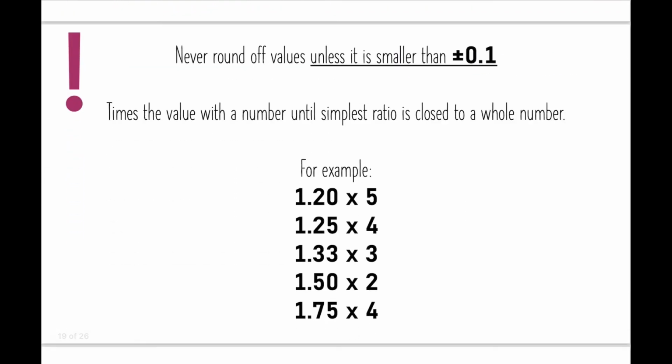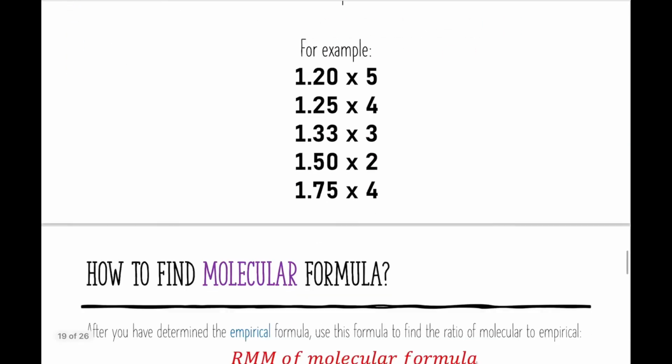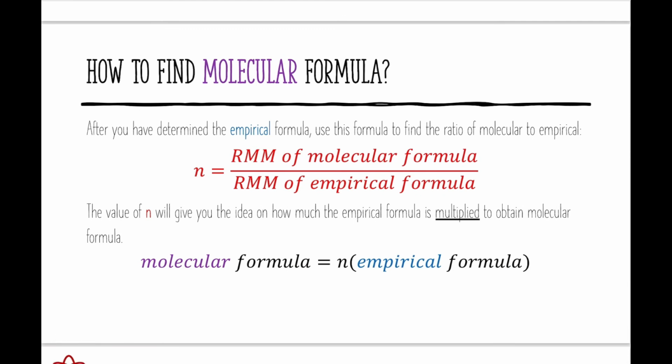Remember that never round off values of ratio unless it is smaller than plus minus 0.2. How to find molecular formula? After you have determined the empirical formula, use the following formula to find the ratio of molecular to empirical. N is equal to relative molecular mass of molecular formula divided by relative molecular mass of empirical formula. And then the value of N will give you the idea on how much the empirical formula is multiplied to obtain molecular formula.